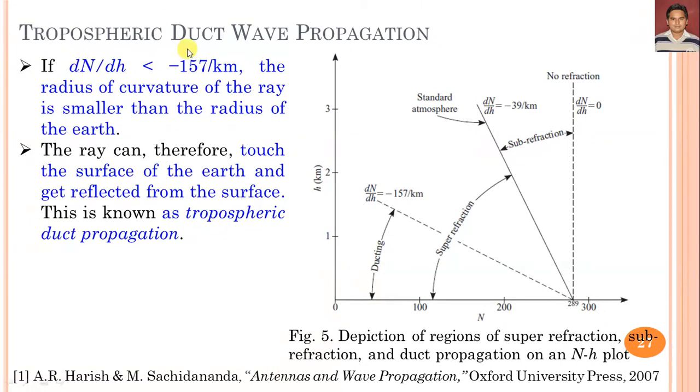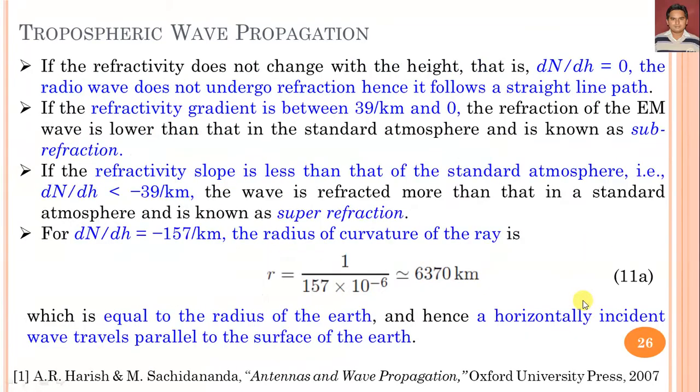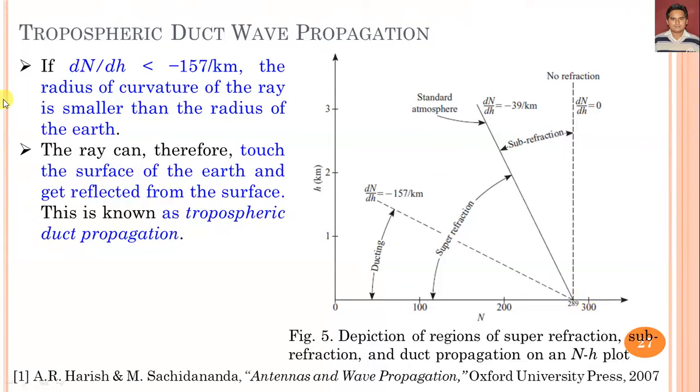If dN/dh is less than minus 157, the radius of curvature of the ray is smaller than the radius of the earth, so the ray can therefore follow the surface of the earth and get reflected from the surface. Here you can see this, and it is called tropospheric duct propagation.